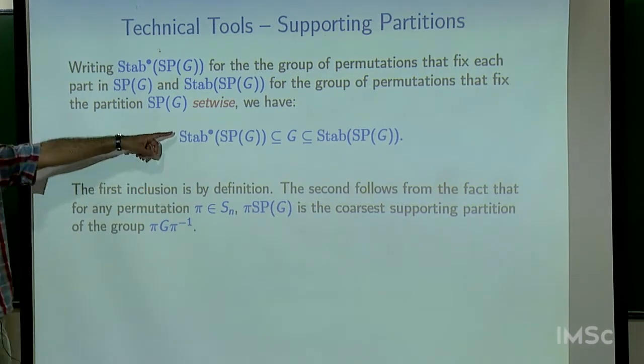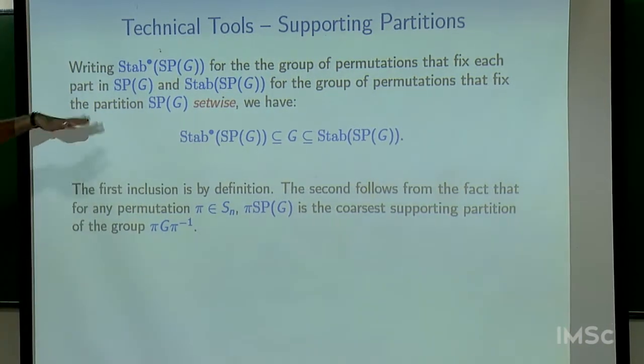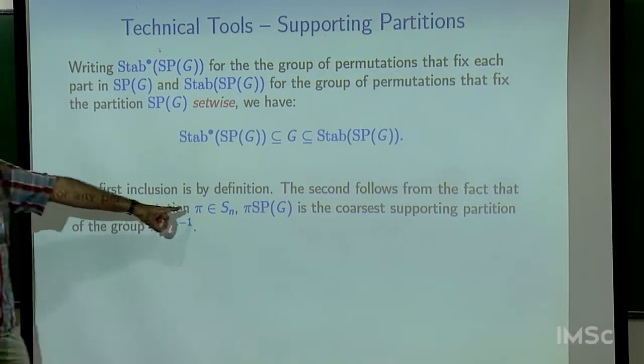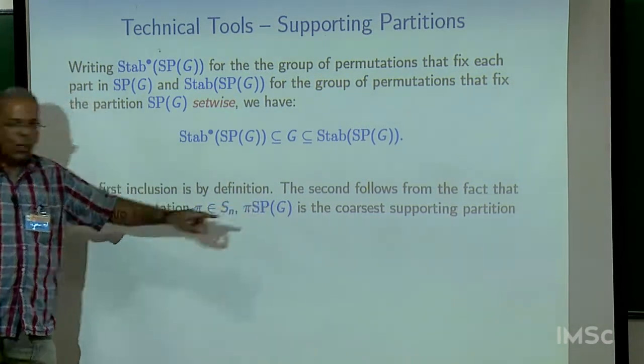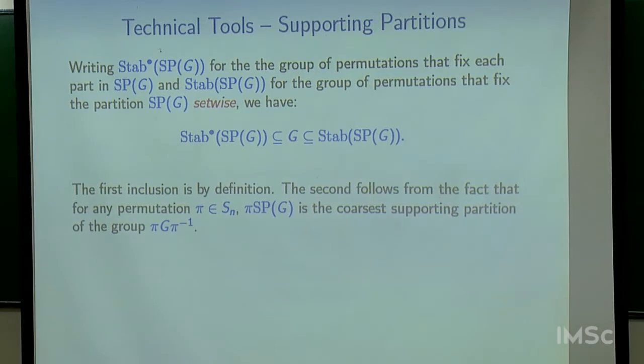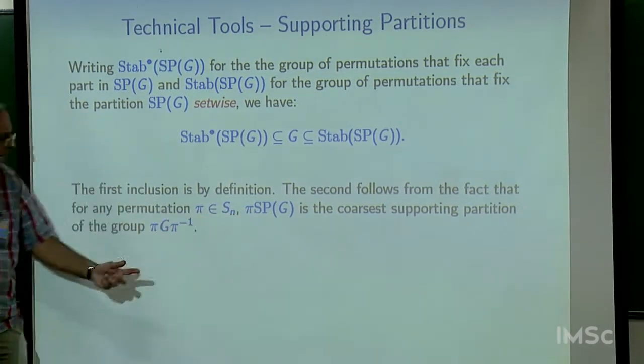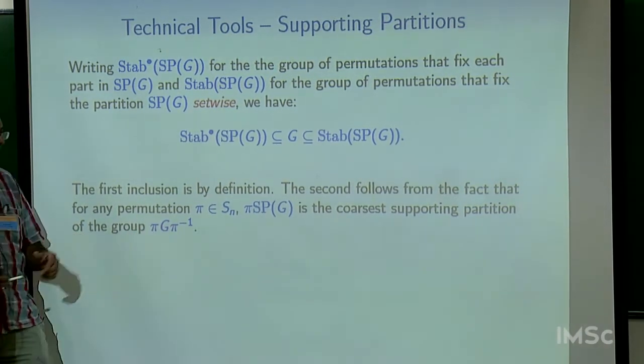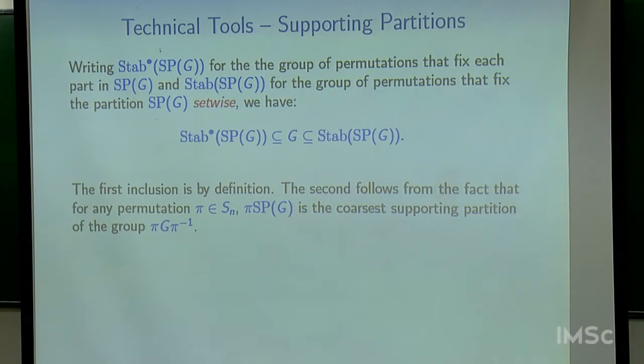So, okay, why is this true? The first inclusion is by definition. The second follows from the fact that if you have any permutation pi, its action on this partition is to take its image of this partition under this permutation, and you can show that that's the coarsest partition supporting the conjugate group. And it's a simple calculation then to show that this follows.